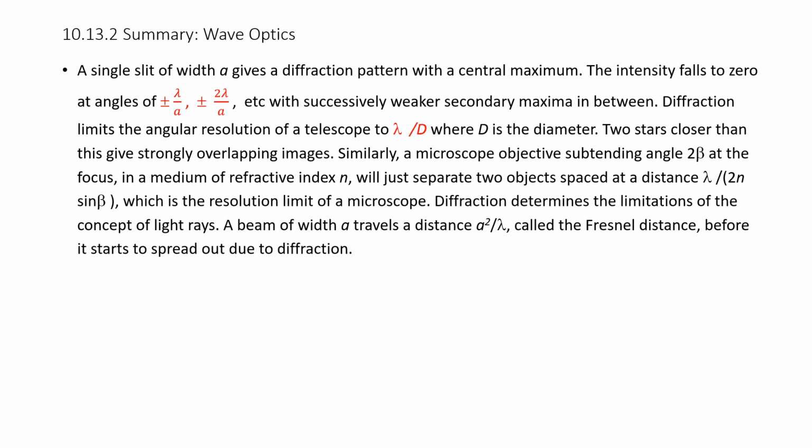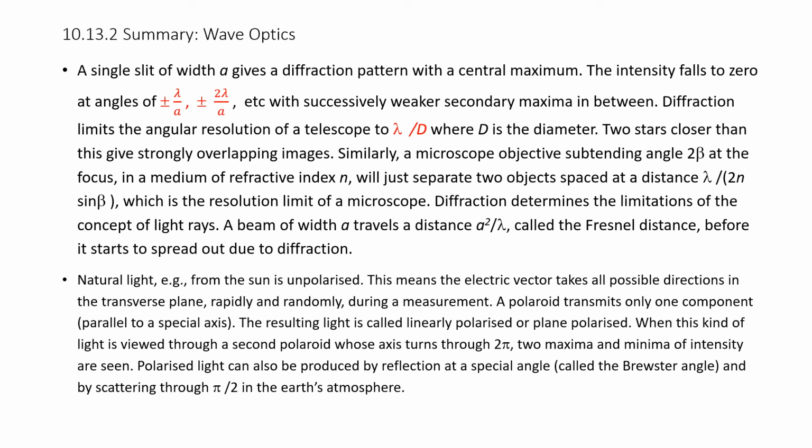Diffraction determines the limitations of the concept of light rays. A beam of width a travels a distance a squared by lambda, called the Fresnel distance, before it starts to spread out due to diffraction. This natural light and other natural phenomena have also been dropped from the syllabus. I will read quickly for your knowledge purpose. Natural light, for example from the sun, is unpolarized.